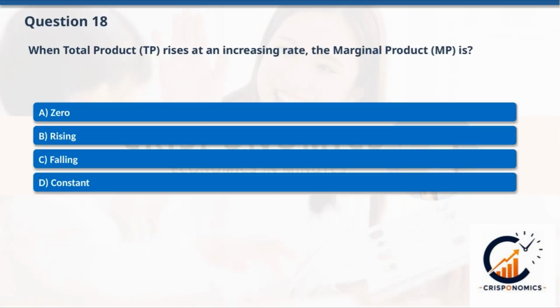Let's break down what happens to marginal product when total product rises at an increasing rate. When total product is climbing faster and faster, marginal product isn't just steady or falling, it's actually rising. This means each additional input adds more output than the last. So the answer here is rising. It's a key concept in understanding how productivity changes as we add more resources.